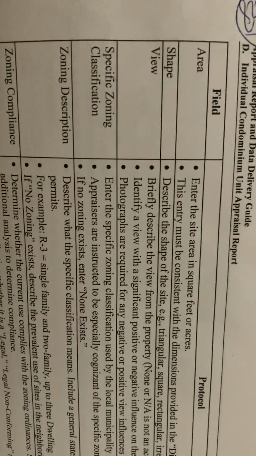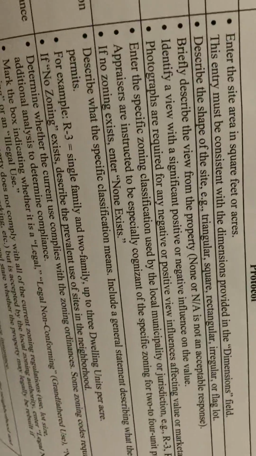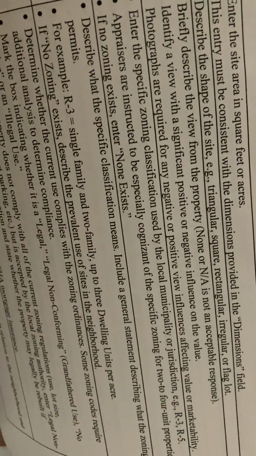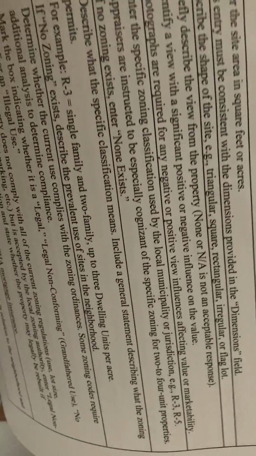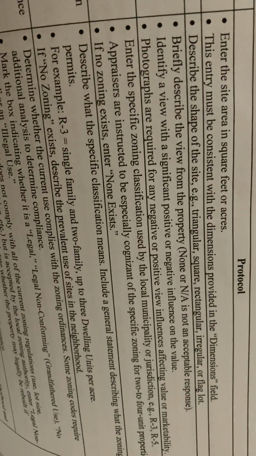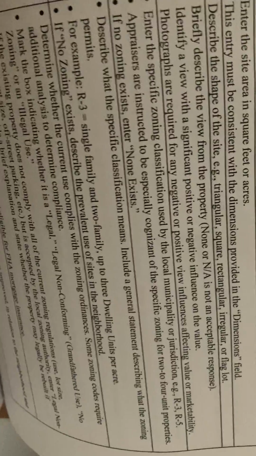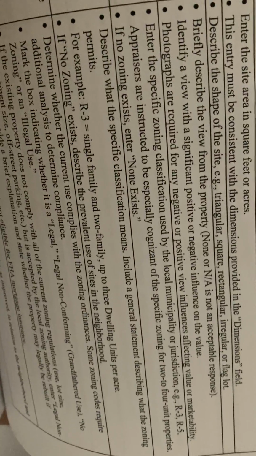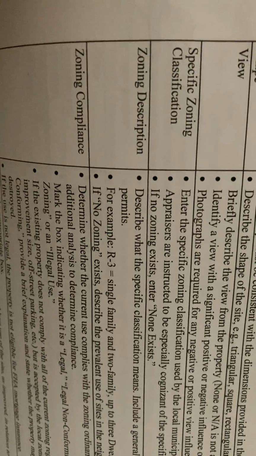Field: specific zoning classification. Protocol: enter the specific zoning classification used by the local municipality or jurisdiction, for instance, R3, R5. Appraisers are instructed to be especially cognizant of the specific zoning for 2-4 unit properties. If no zoning exists, enter none exists.